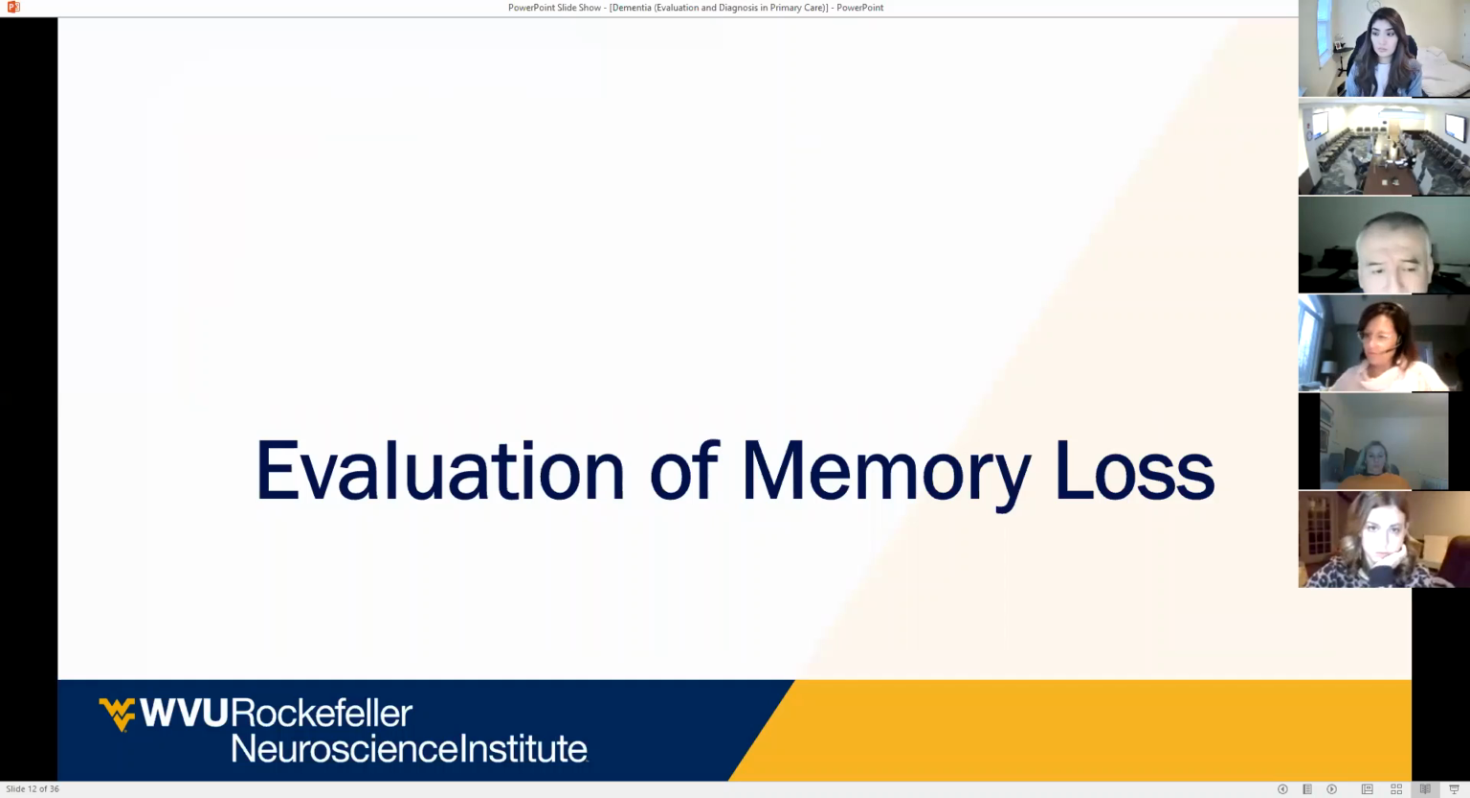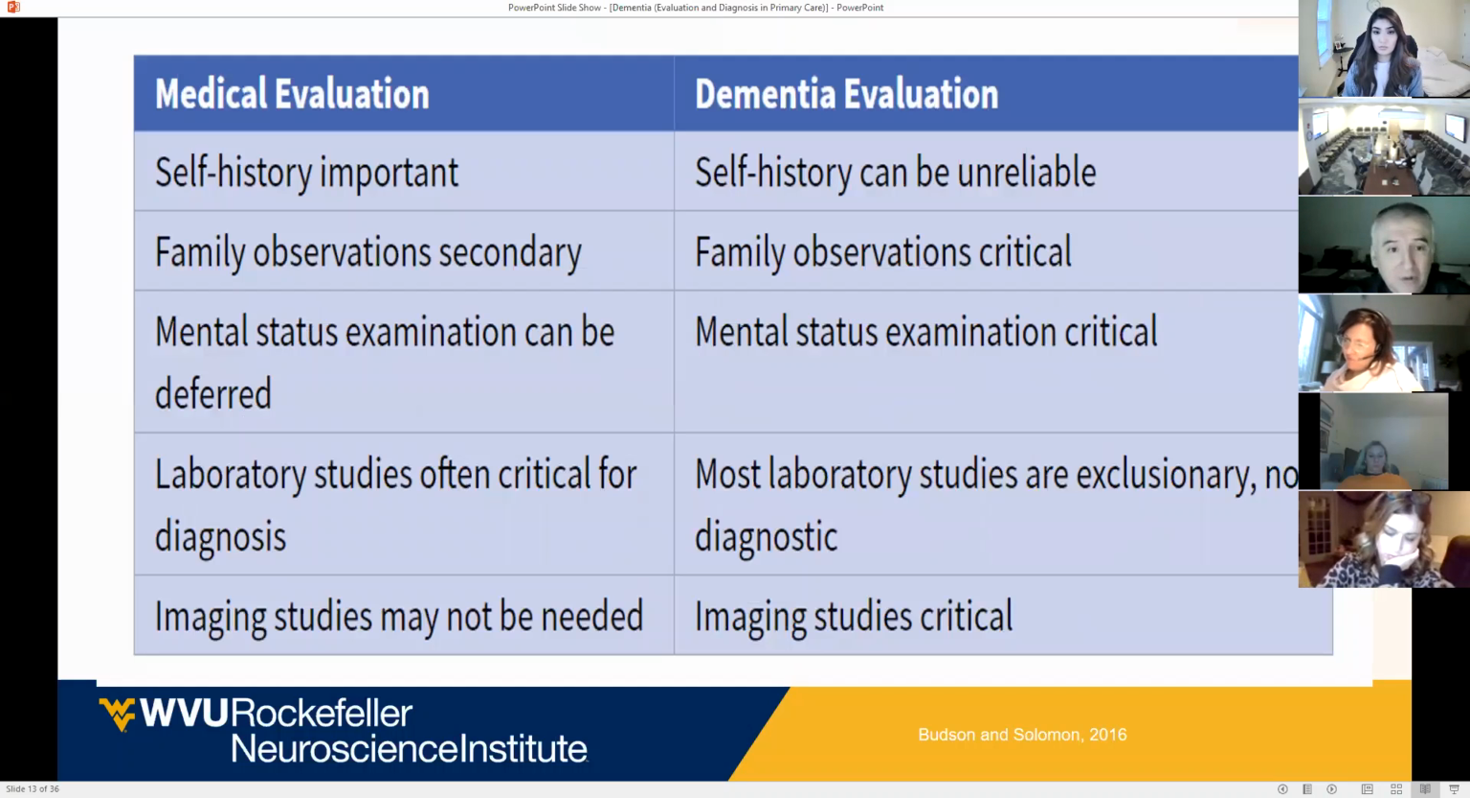Evaluation of memory loss. This is the big difference in how we evaluate demented patients compared with a classic evaluation on the left side. In dementia, whatever the patient is telling us many times could not be a reliable source. We need the family, because the family is going to help us put everything together and get the proper information from the patients.